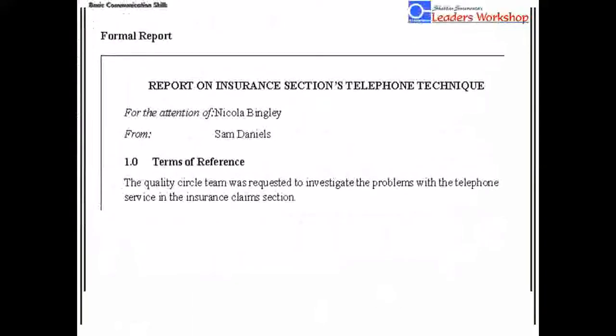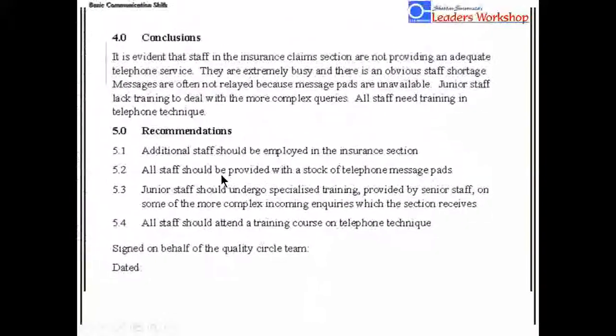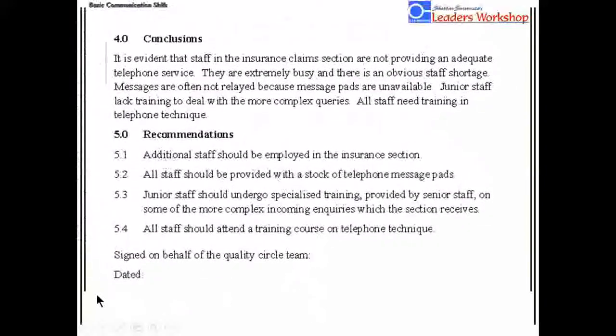What about a formal report? A formal report, as you can see, has terms of reference, procedure, findings, as I alluded to, conclusion and recommendation. And it has to be signed on behalf of the quality team that included it.